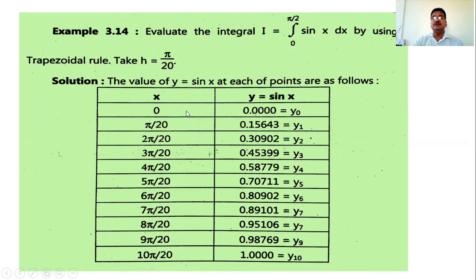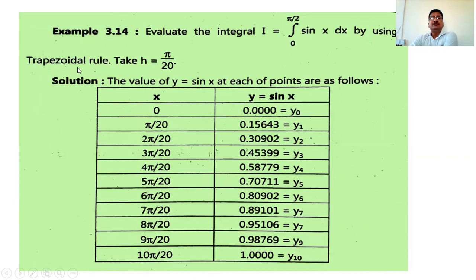So find first sin 0. Sin 0 is 0. Then sin pi by 20. Convert the calculator to radian, because this pi by 20 is in radians. Then find sin pi by 20, sin 2 pi by 20, all these values. And the naming of these values: Y0, Y1, Y2, Y3, Y4, up to Y10.